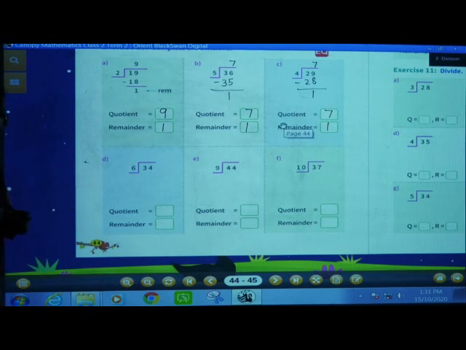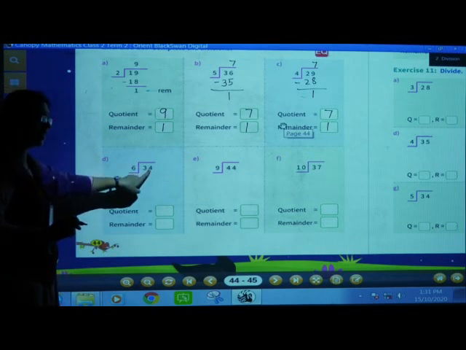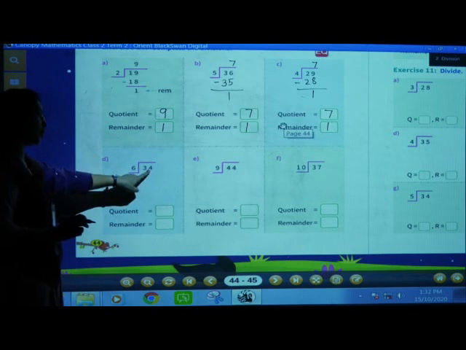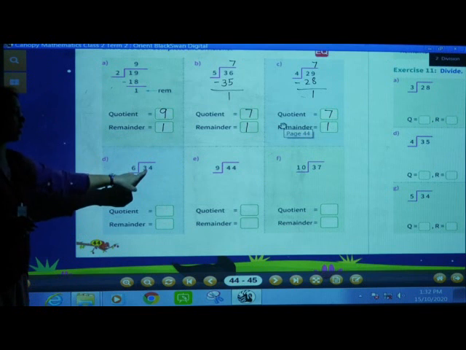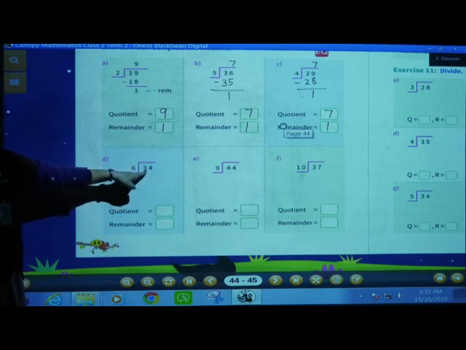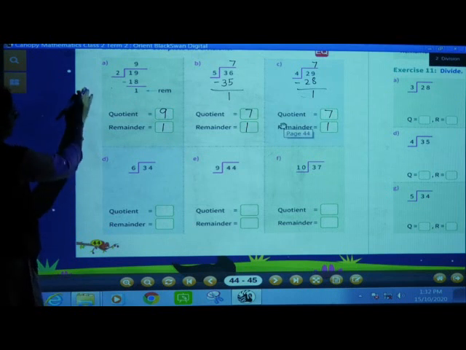Next, D number, 34 divided by 6. Is 34 there in the 6 table? No. Then what will we do? We will see a smaller number than 34. I am writing here the table of 6.